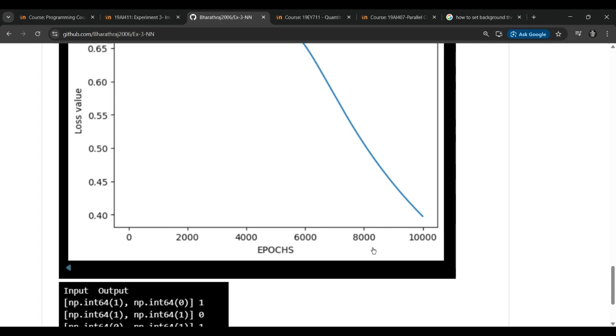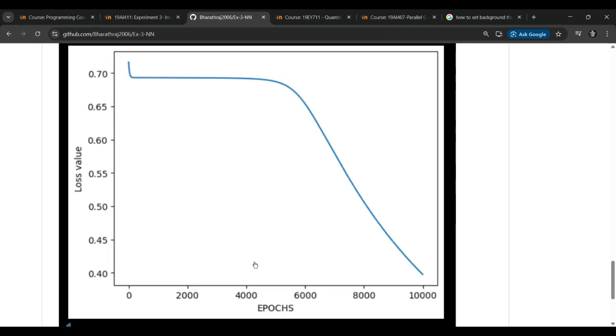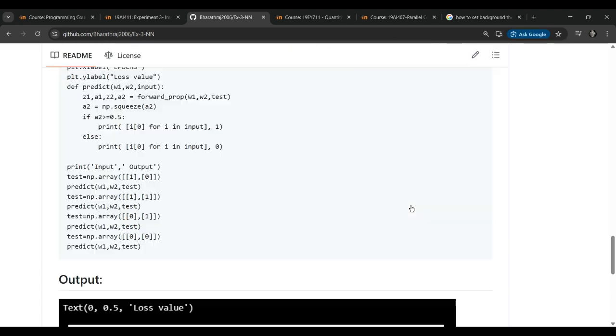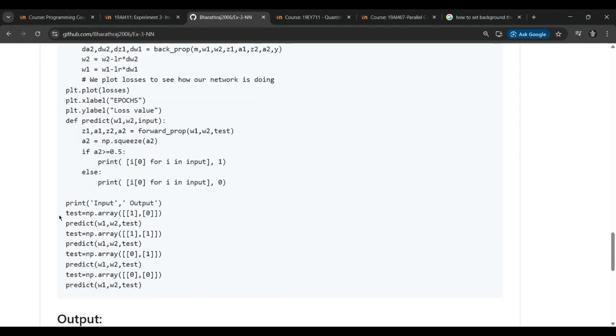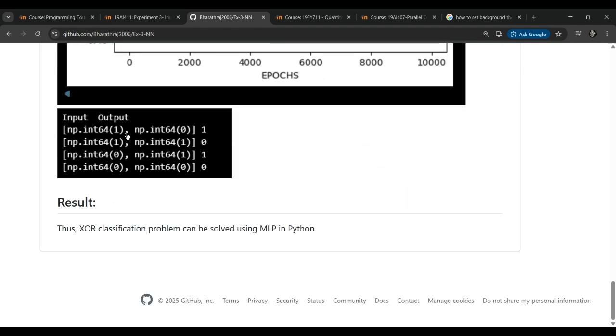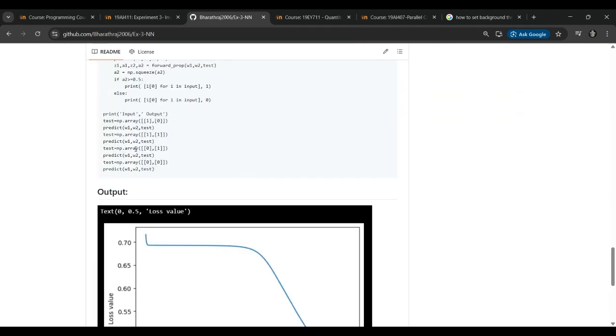By increasing the epochs, the loss value decreases to 0.40, as mentioned. We are also creating a predict function to predict the corresponding output for x. When we give 1 0, we get 1, which is right. For 1 1, we get 0; for 0 1, we get 1; and for 0 0, we get 0, which is right.